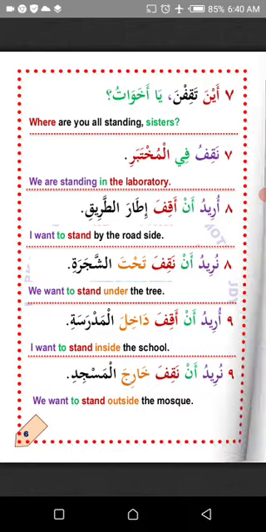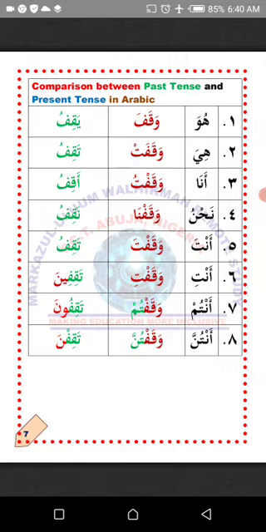ما شاء الله. Now the comparison between ماضٍ past tense and مضارع present tense. Number 1, هو, he. وقف, he has stood or he stood. يقف, he is standing or he stands. Number 2, هي, she. وقفت, she has stood or she stood. تقف, she is standing or she stands.